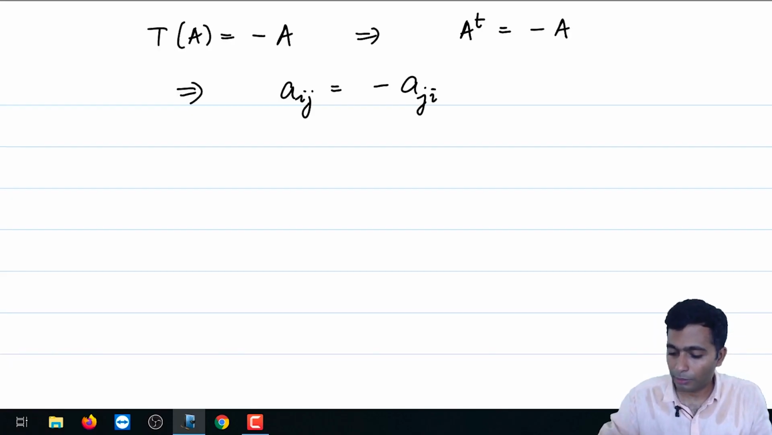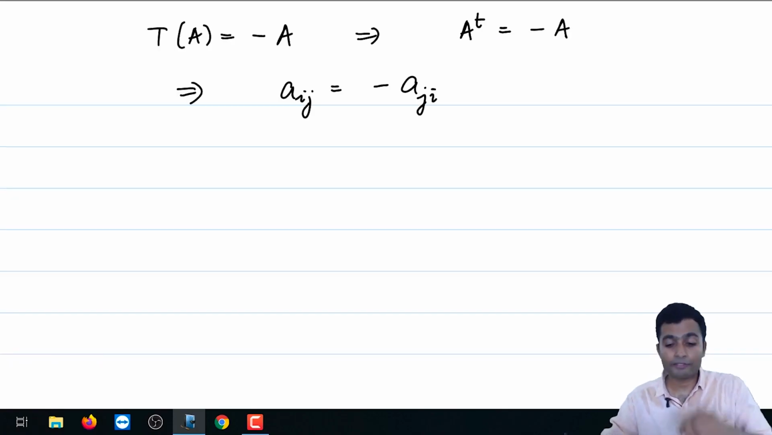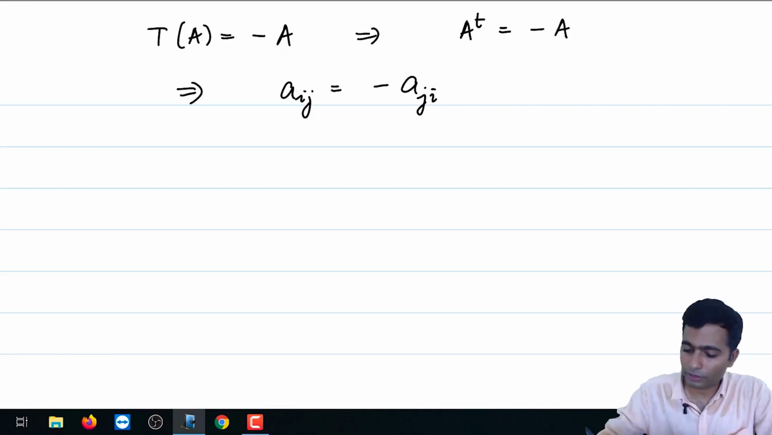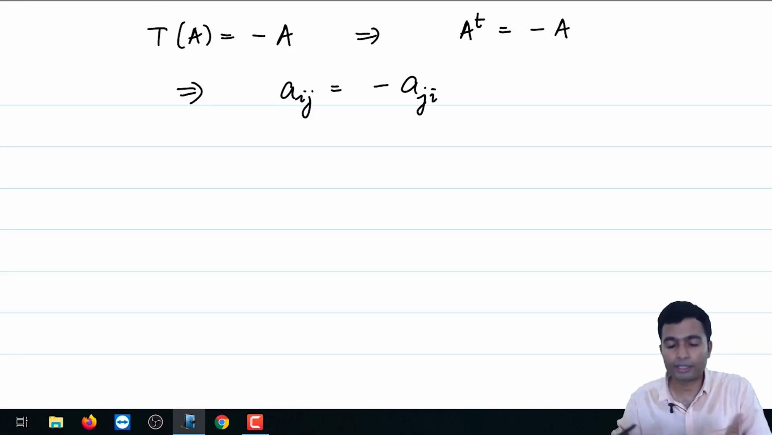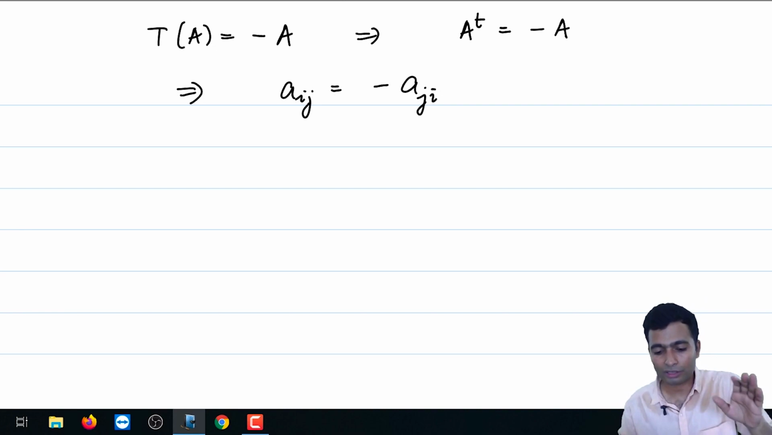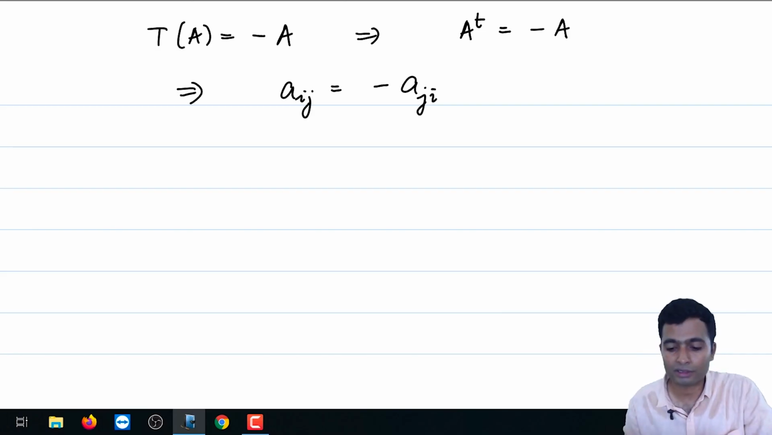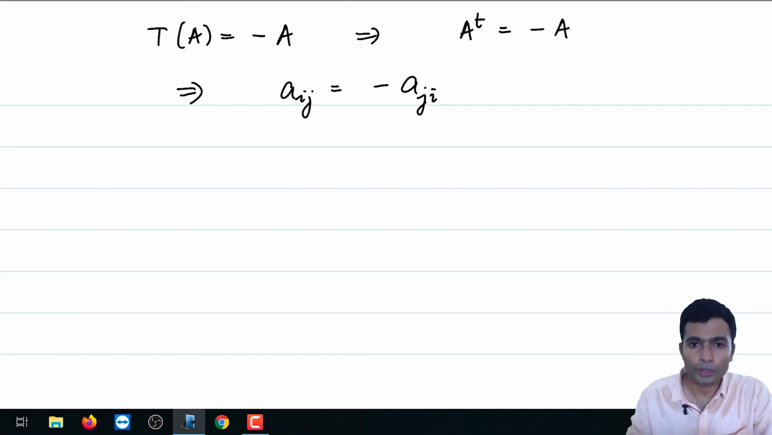So this will turn out to be the eigenvectors corresponding to minus 1. So it's a good exercise to sit down and check what the basis for the eigenspace corresponding to 1 will be and what the eigenspace corresponding to minus 1 will be. Okay, let me stop here.